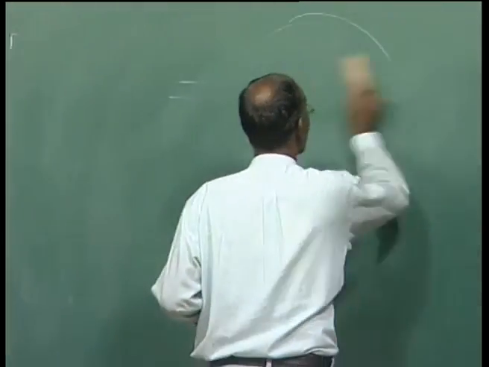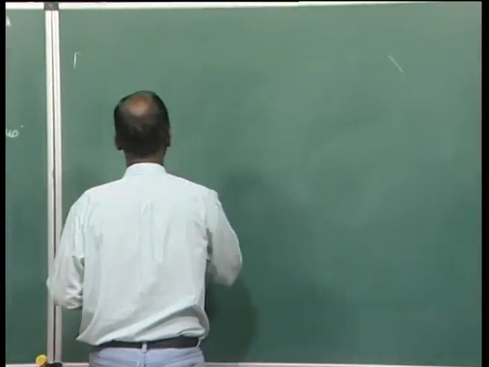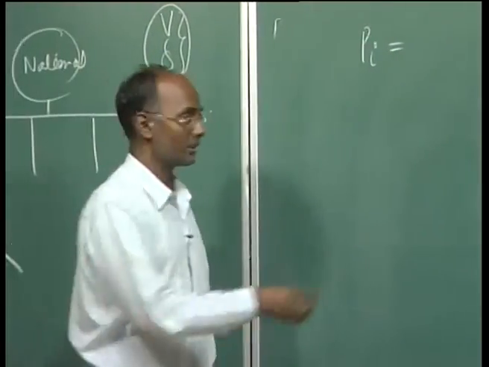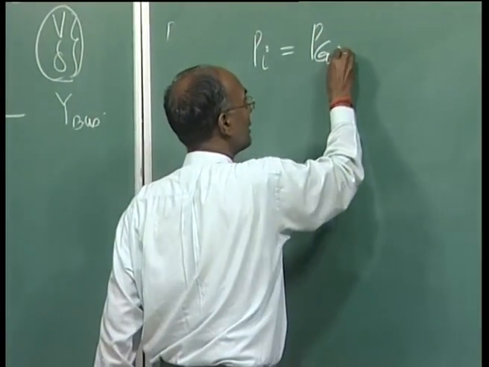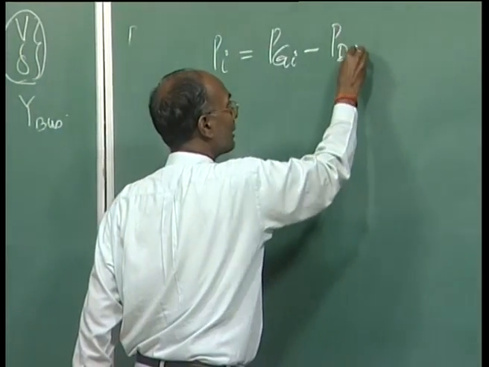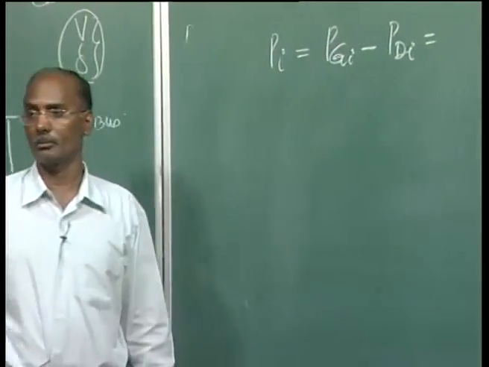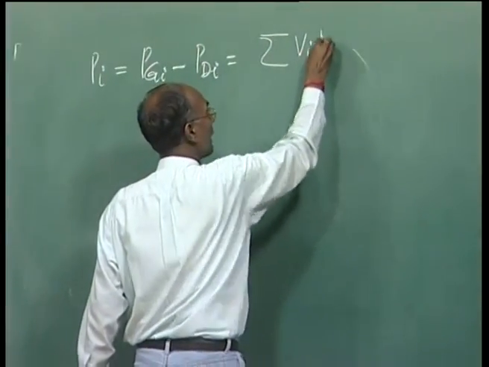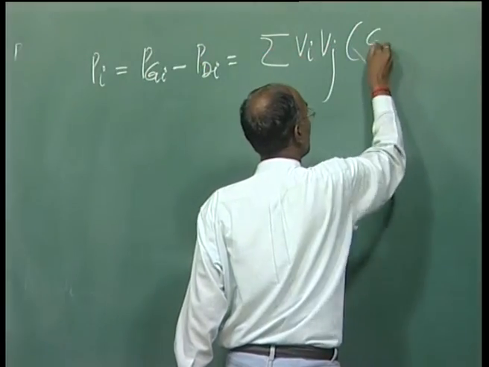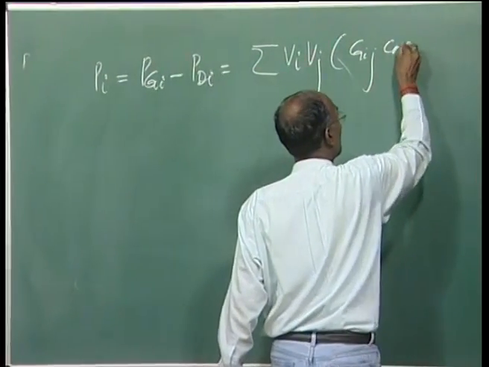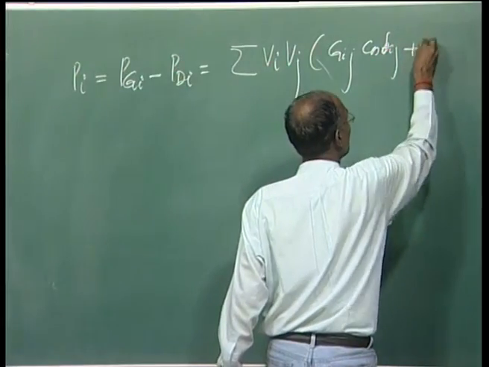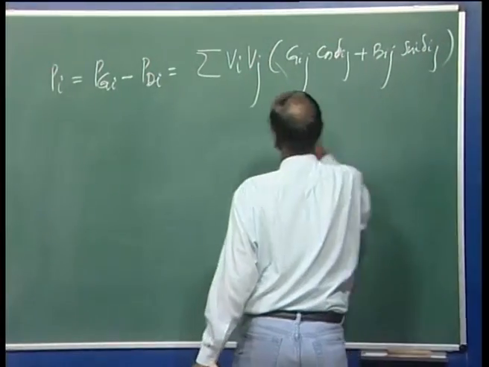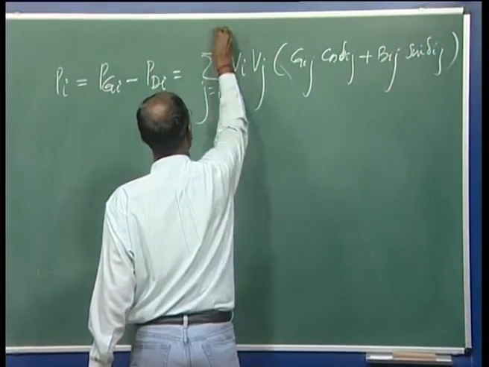again since it is a review, I am not going to derive those equations, but if you remember, we write the real power injection at any bus: PGi, the power generation at that bus, minus the demand at that bus, will be equal to the summation of Vi, the magnitude, times Vj, times Gij cos delta ij plus Bij sin delta ij, with j from 1 to n.